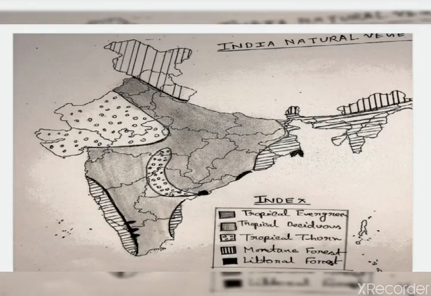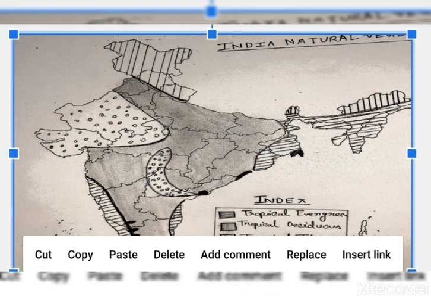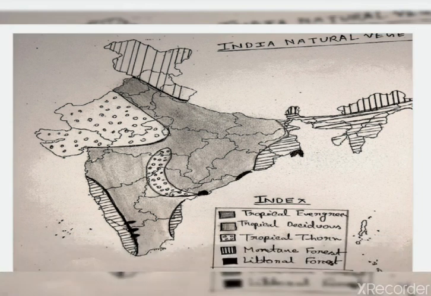Now, here is the map of India I have drawn. See here, for the tropical evergreen trees I have mentioned the sign and symbol. The tropical evergreen trees in this map are shown with the horizontal straight line. As you can see, it is covering the entire northeastern region, as well as the western slope of Western Ghats and some parts in the eastern coast also.